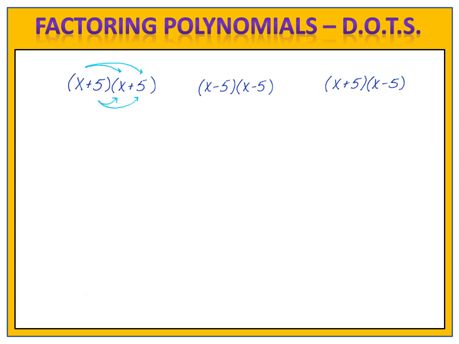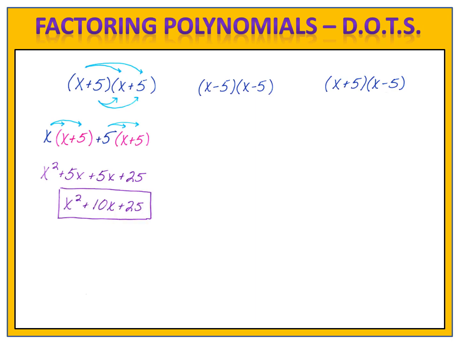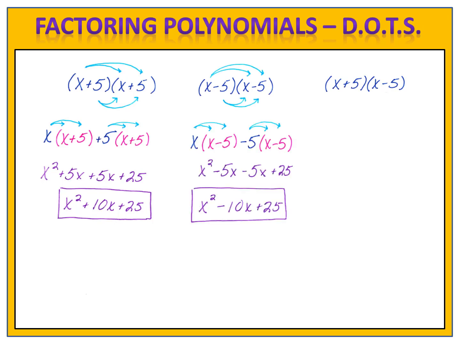When we multiply, we use the distributive property. When we multiply x plus 5 times x plus 5, we end up with a trinomial, x squared plus 10x plus 25. X minus 5 times x minus 5, we follow the same process. We use the distributive property, do our multiplication, combine like terms, and the result is a trinomial, x squared minus 10x plus 25. The third example, however, is important for today.